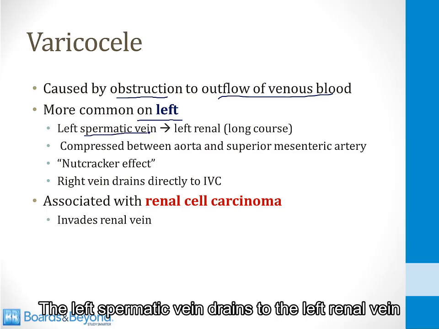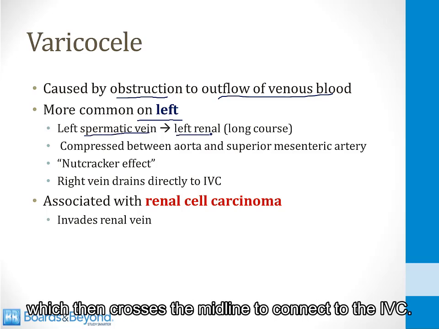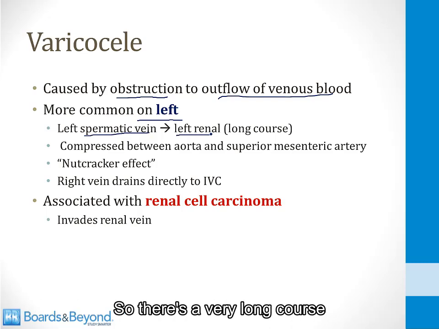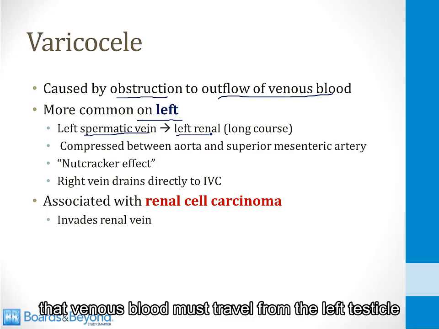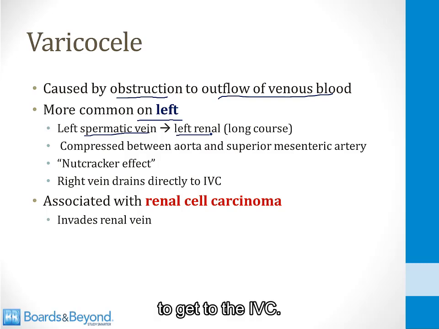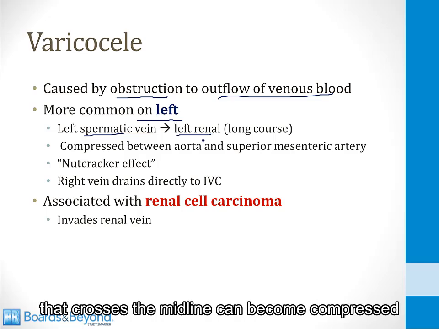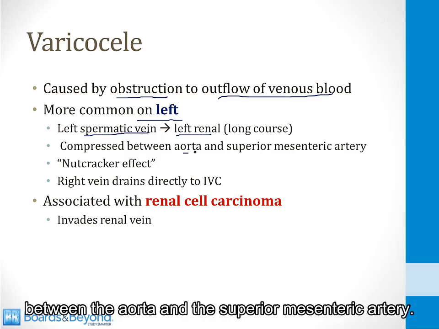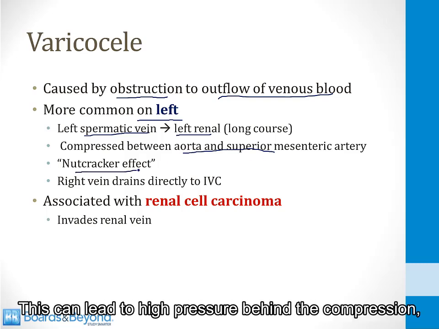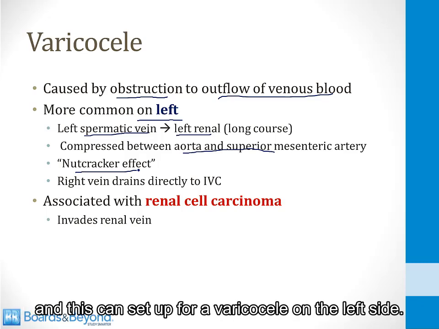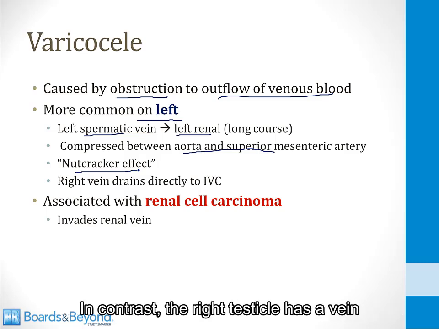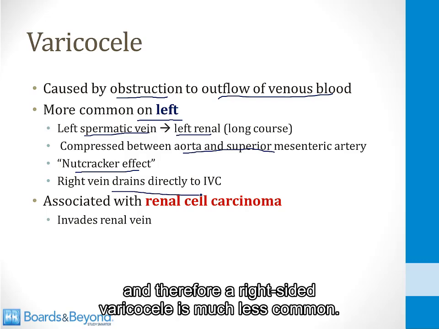The left spermatic vein drains to the left renal vein, which then crosses the midline to connect to the IVC. So there's a very long course that venous blood must travel from the left testicle to get to the IVC. In particular, the left renal vein that crosses the midline can become compressed between the aorta and the superior mesenteric artery. This is called the nutcracker effect. This can lead to high pressure behind the compression, and this can set up for a varicocele on the left side. In contrast, the right testicle has a vein that drains directly into the IVC, and therefore a right-sided varicocele is much less common.